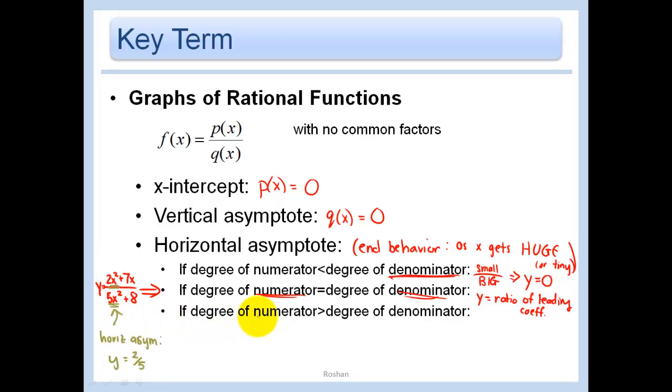Finally, if the degree of the numerator is greater than the degree of the denominator, so now the numerator is bigger, so now we have big over small. Take a million divided by a really small number. It's going to be so humongous, like infinity, and we can't touch infinity. So this means that we have none, no horizontal asymptote. Let me do some examples, and this will make a lot more sense.